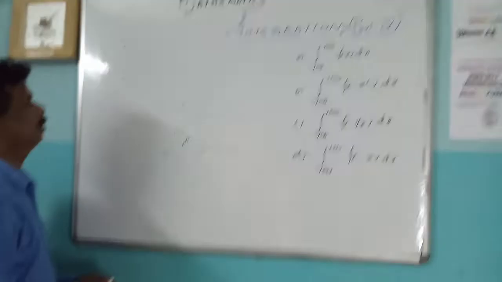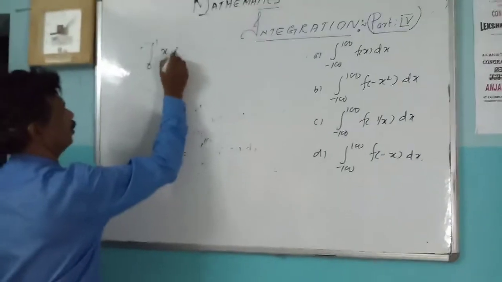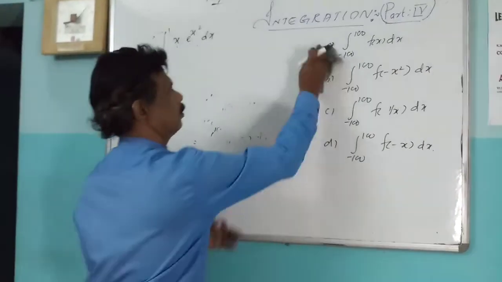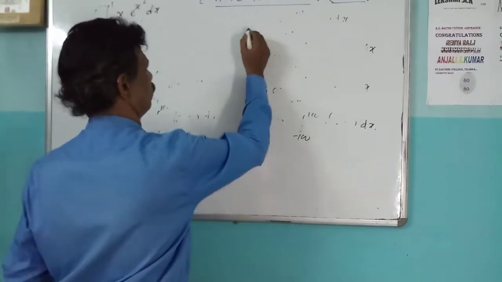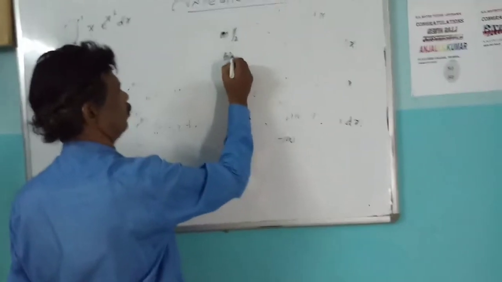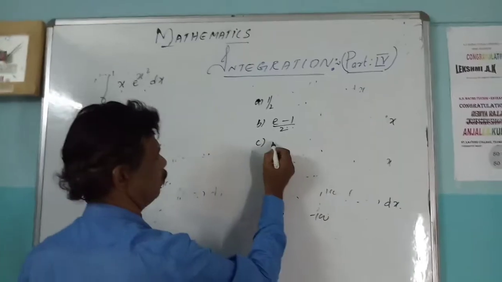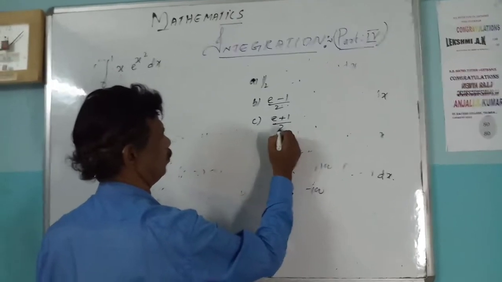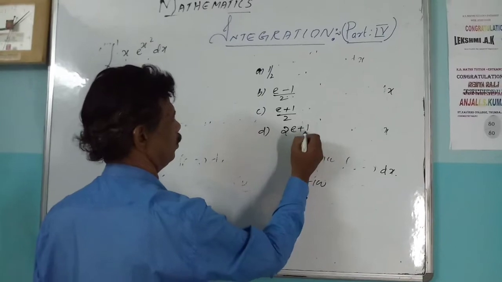Integral 0 to 1, x e raised to x square dx. Then the choices. First choice, 1 by 2. Second choice, e minus 1, the whole by 2, e minus 1 by 2. Third choice, e plus 1, the whole by 2. Fourth choice, 2e plus 1, the whole by 2.